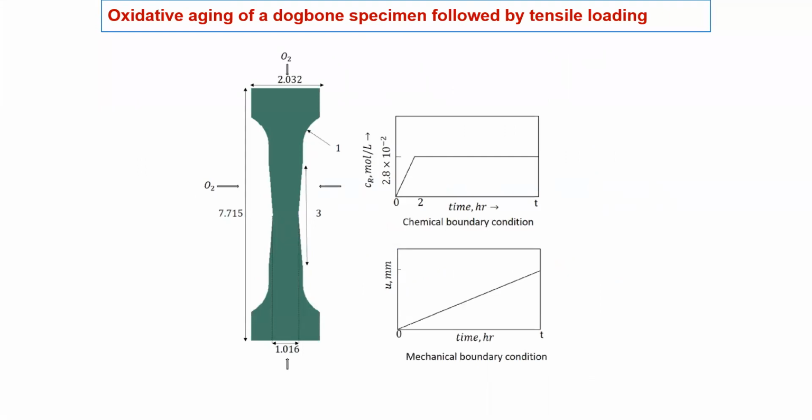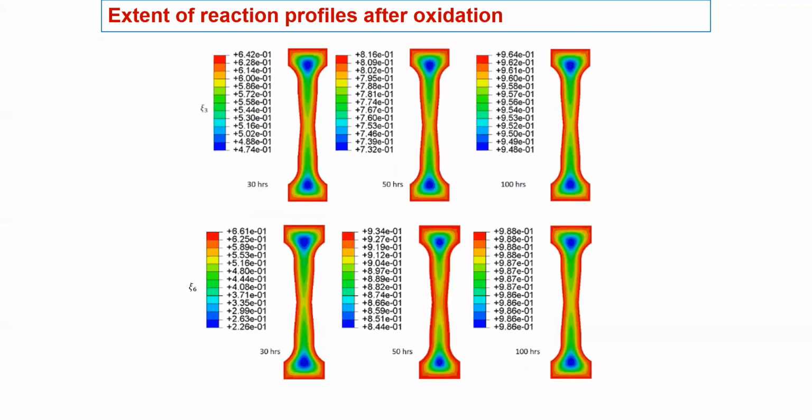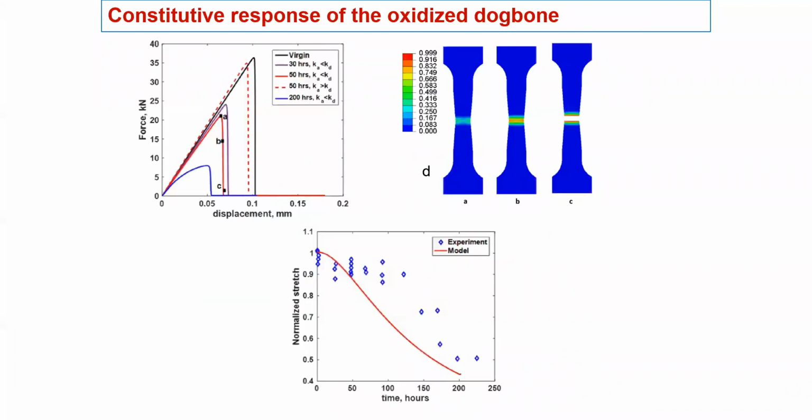The first test I wanted to do is a lab setting study. I have a tensile bone that I first age in an oven for several days and then stretch to see how the constitutive response is changing. Next slide, please. So this is how the constitutive response of the polymer is changing. Look at the force displacement graph. Clearly, as the material oxidizes, it is becoming more and more brittle.